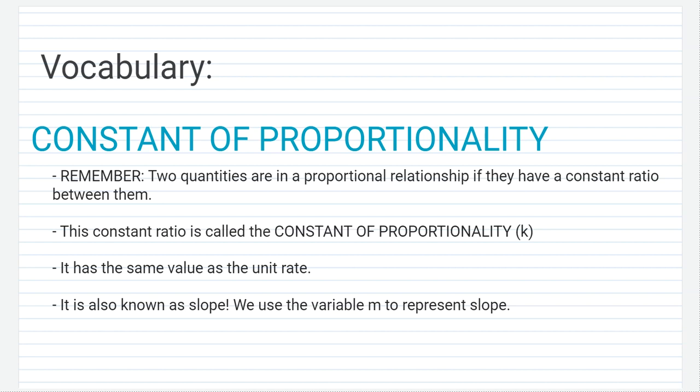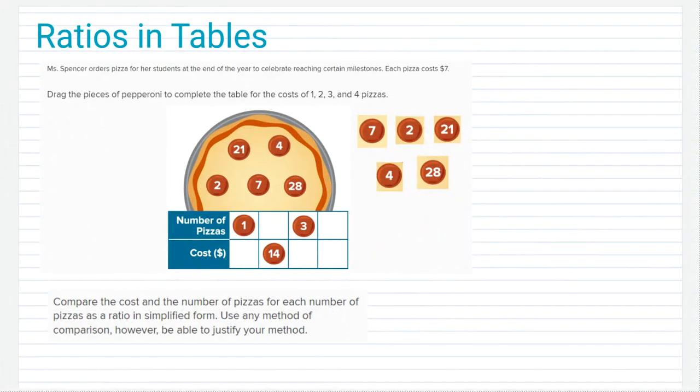It has the same value as the unit rate. And also, this is known as slope, and we use the variable m to represent slope, so that's something you'll see more when you get to pre-algebra and algebra 1. And so in 7th grade, we just call it a fancy name of constant of proportionality, which we use the variable k for. And again, this is the same value as the unit rate. So we're going to keep in mind that the unit rate is going to be our constant of proportionality.